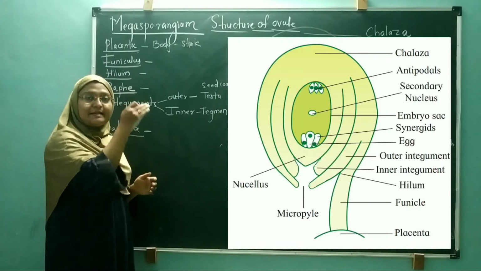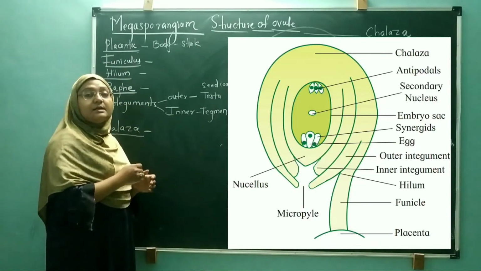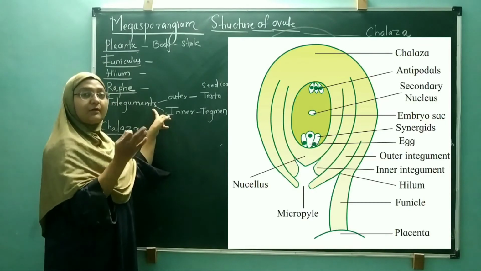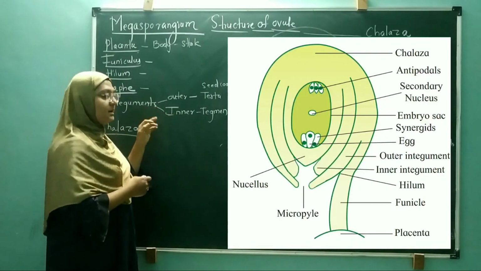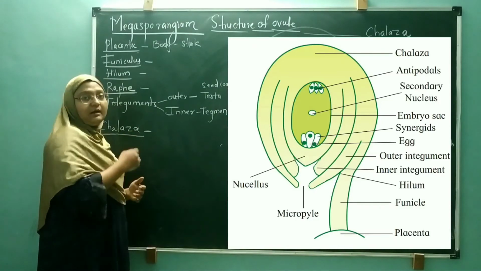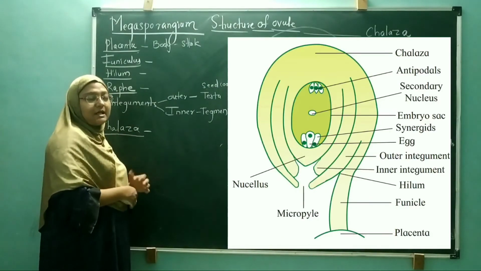पोलन ट्यूब जब स्टाइल से ओवरी की तरफ आते हैं, sometimes they enter from the integuments. So it is one of the sites for the entry of the pollen tube. Sometimes they enter through the chalaza wall. आगे हम लोग देखेंगे एंट्री किस तरह से होती है.